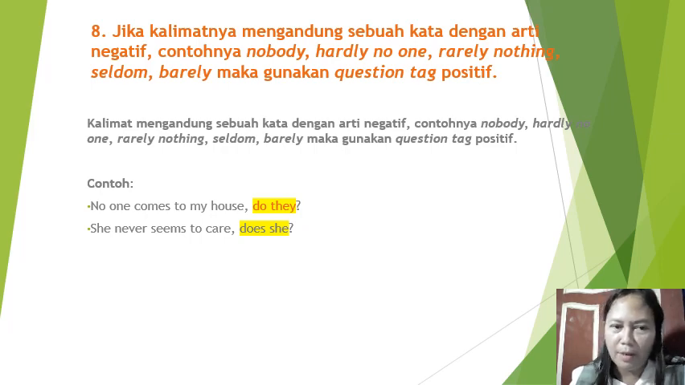Sementara ini comes, ma'am. Mungkin ada yang bertanya. Untuk yang namanya no one, nobody, dia subjeknya they. Nah, seperti yang kita pahami, kalau they, auxiliary menggunakan do. Oke ya. Dan ini diindikasikan kalimat negatif.